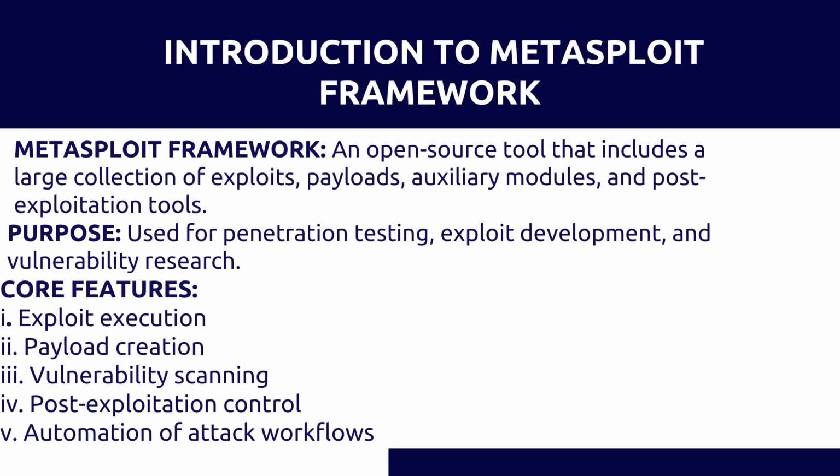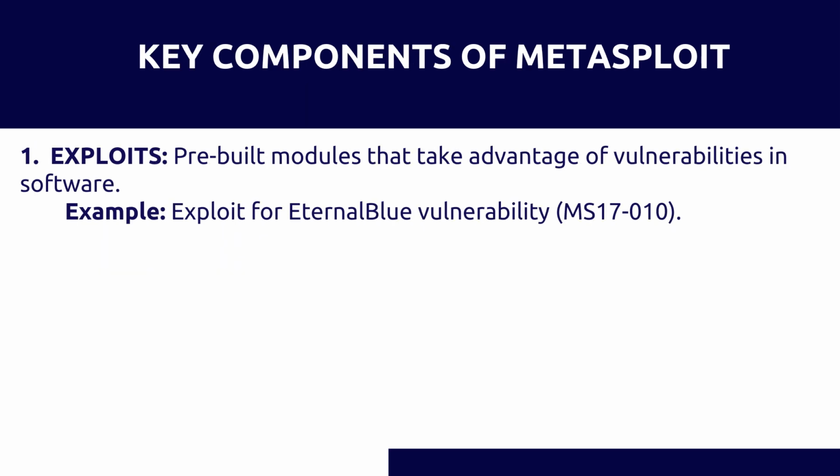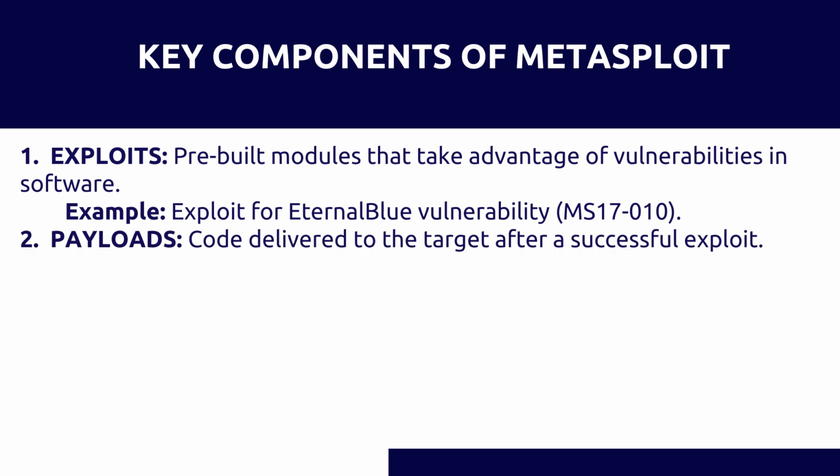What are the key components of Metasploit? Number 1 is exploits, which are pre-built modules that take advantage of vulnerabilities in software. Examples are exploits for the EternalBlue vulnerability, MS17-010. Number 2 is payloads. These are the key components: code delivered to the target after a successful exploit.